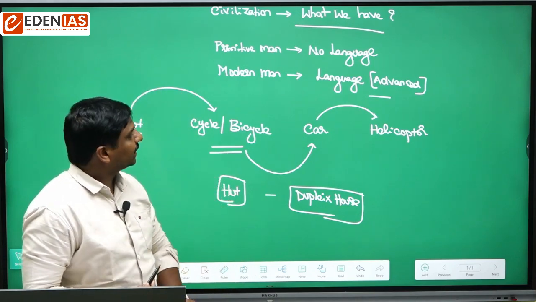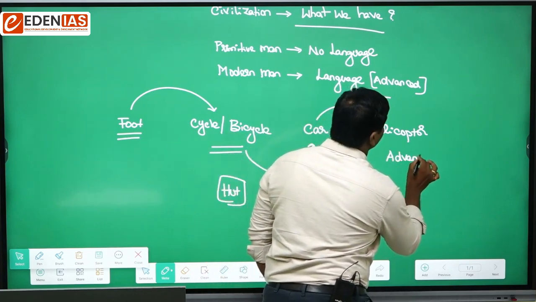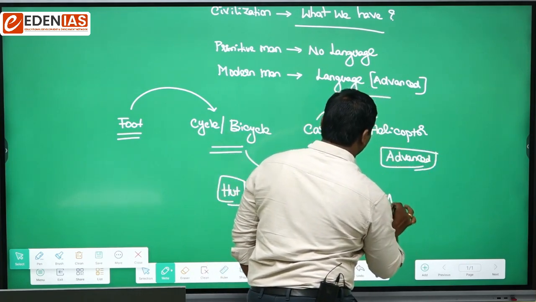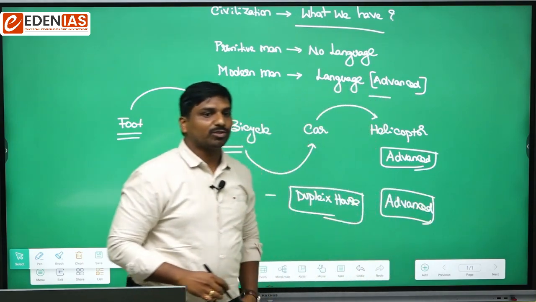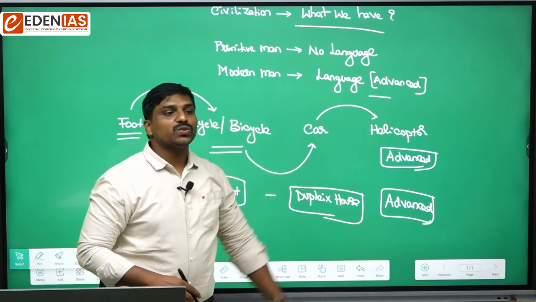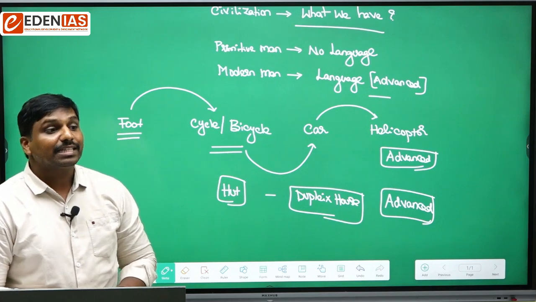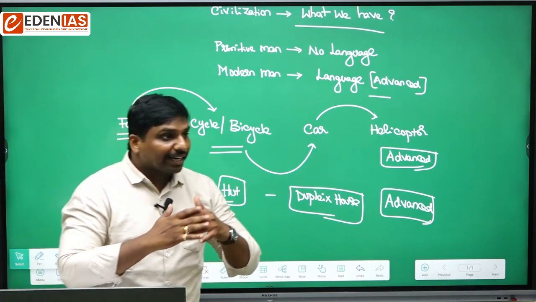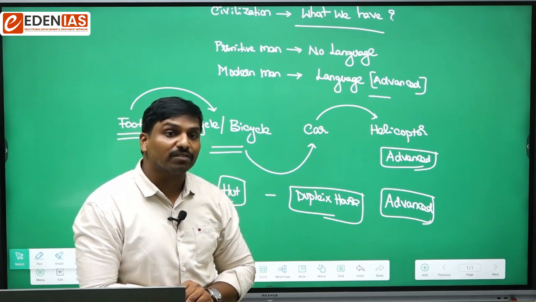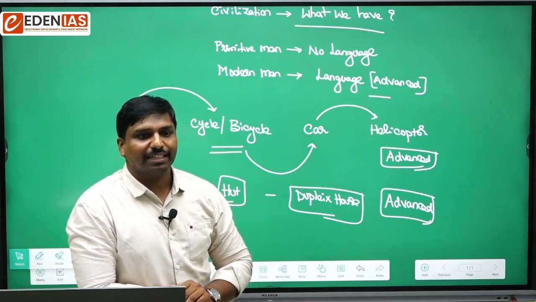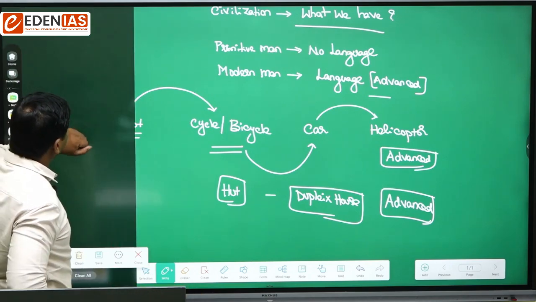So here we are looking at things in advanced forms. Can you see these advanced forms? So in a simple manner, we can define civilization: civilization is an advanced form of culture. Are you getting that? That's how we can basically define civilization.